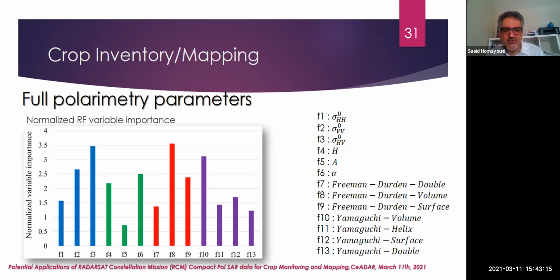For example, Yamaguchi has 4 components. Freeman-Durden has only 3 components: double bounce from the soil, volume, double bounce from the stems and the crops with larger canopy structure, volume for the canopy volume, surface for bare soil, or sometimes the after harvest. So those information are within the data, so we can decompose them and provide more meaningful SAR features here. And Yamaguchi has 4 components, so there is some more information. So we use all this information.